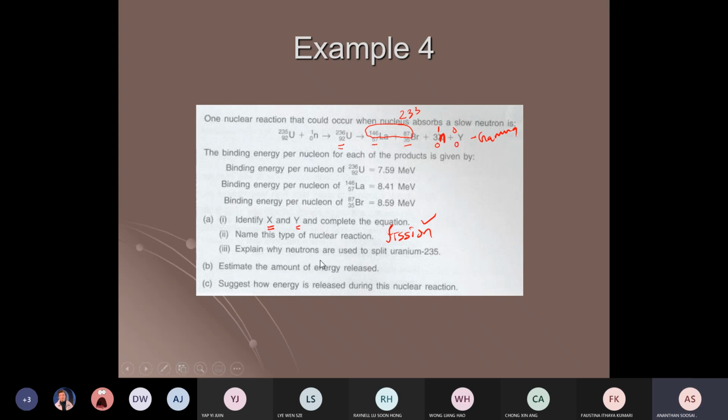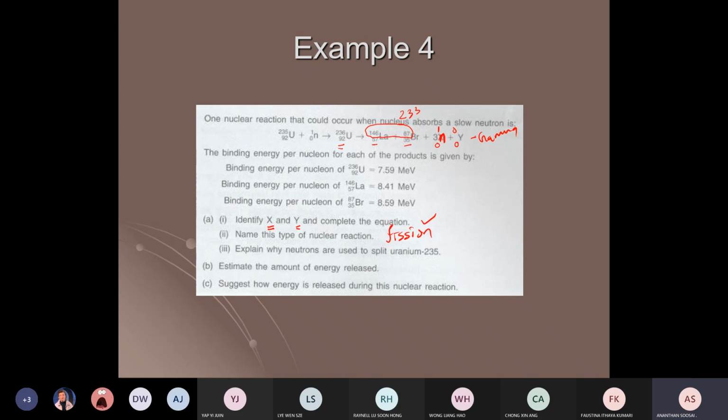Okay, explain why neutrons are used to split uranium. I believe you learned this in your early studies, right? Why do they never use a proton? Why do they never use an electron to split the uranium? Why do they use a neutron? Of course, because it's neutral, right?